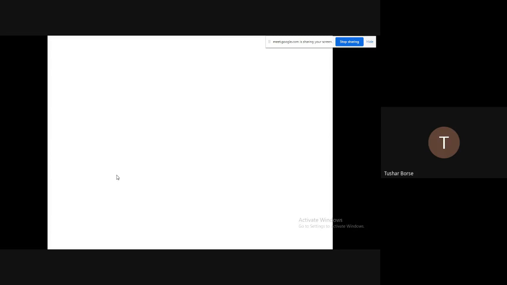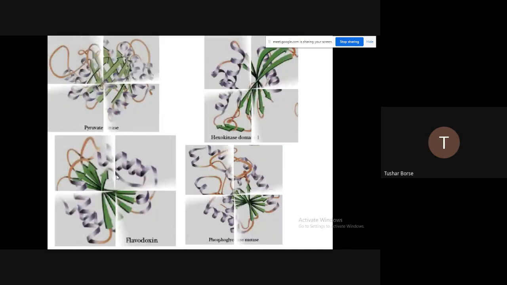So just look at the images and you get an idea. See, in the exam, you are not supposed to draw these images or something like that, but this is for your understanding and to show you how this polypeptide is folded and how it forms the different shapes and sizes of the protein.